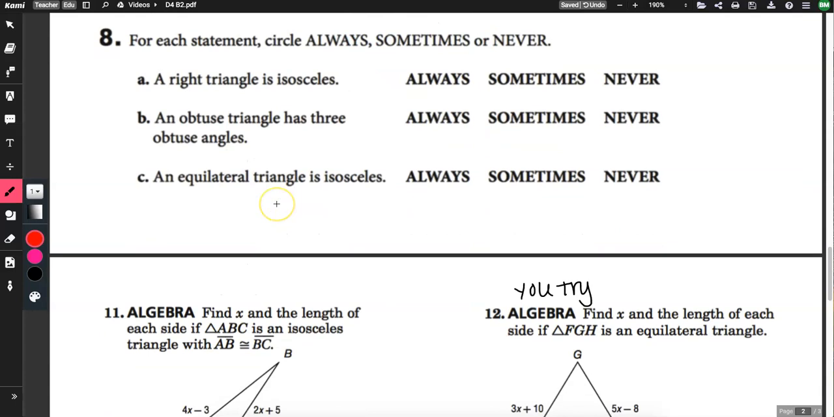All right, next section. For each statement, circle always, sometimes, or never. I want you to try these, read through them, see what you think. No big deal if you're not totally sure, and then we'll go through.